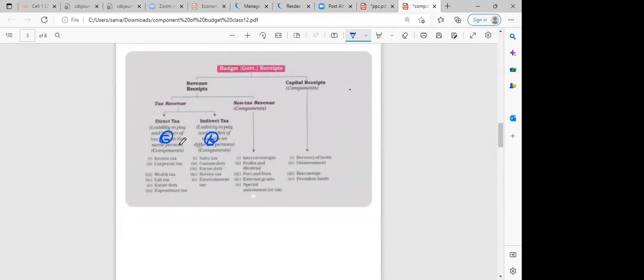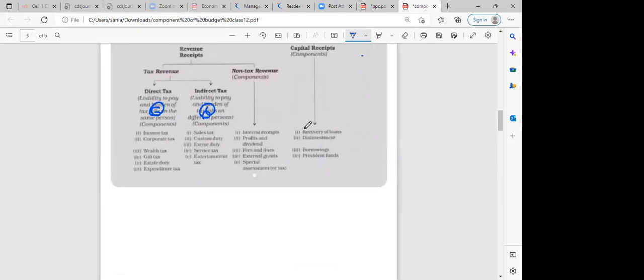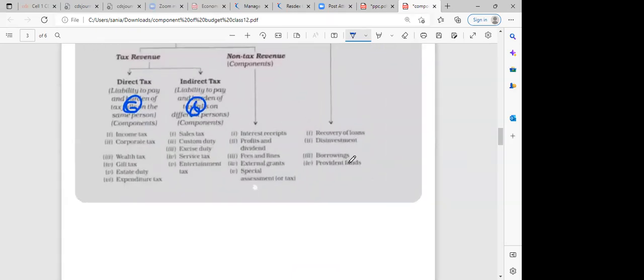Now we are done with direct tax and indirect tax, and we are done with non-tax revenue. Now the only thing left is capital receipt. What I told you, capital receipt basically either increases or decreases your assets, or increases or decreases your liability. It has a few points like recovery of loans, disinvestment, borrowing, PF, all that. So we'll just look into that.